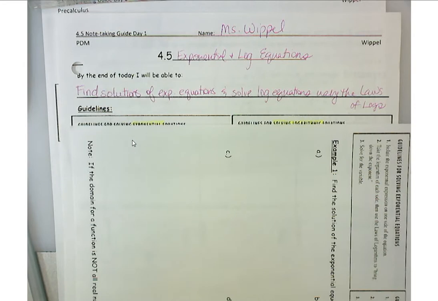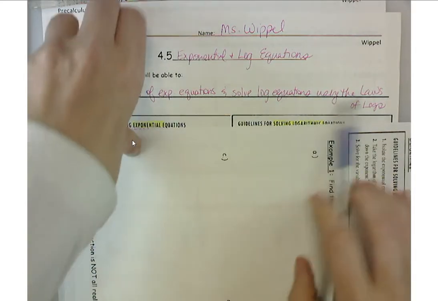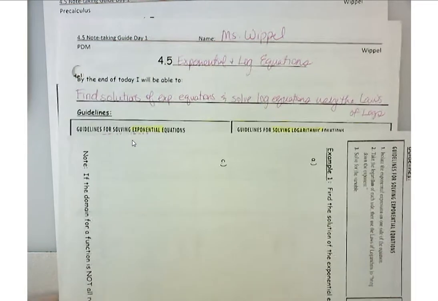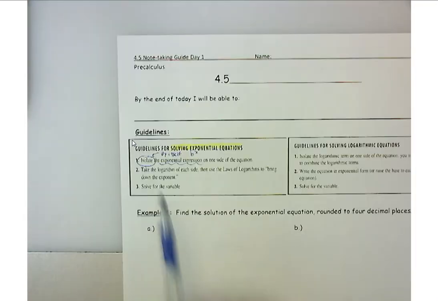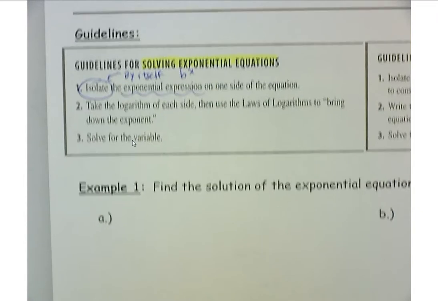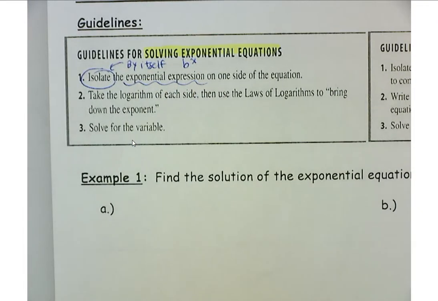Alright, so the first day of 5.5, we are going to find solutions of exponential equations and solve log equations using the laws of logs. So we're looking at our guidelines first, and we already did some annotations. For exponential equations, when you're solving exponential equations, you want to isolate the exponential expression on one side of the equation. Okay, so get that by itself.